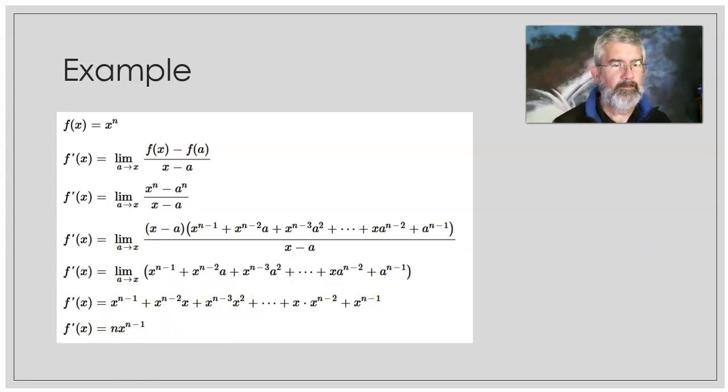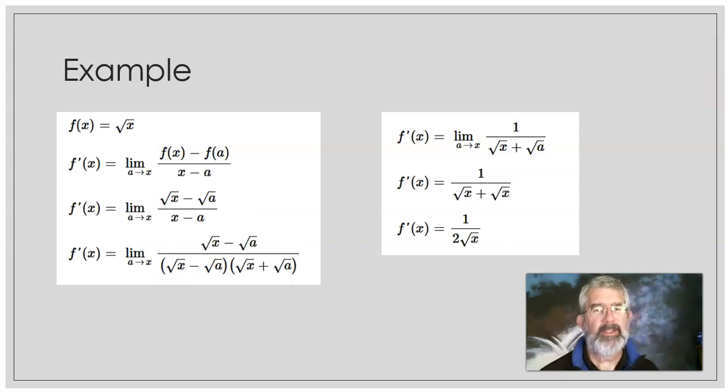Next example. The square root. Yes, let's do the square root. So the derivative of the square root, definition: the limit as a goes to x of f of x minus f of a over x minus a. Sorry, that's just the definition. We will apply that now to this function. So this is the square root of x, f of a is the square root of a.